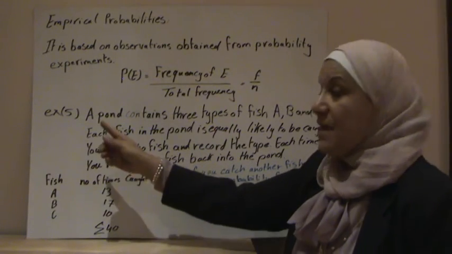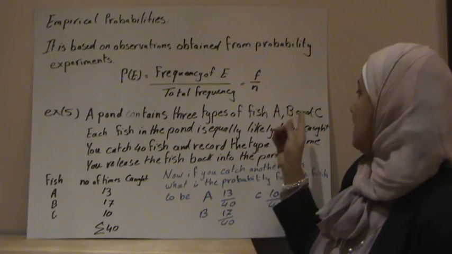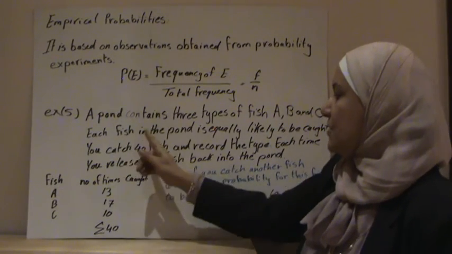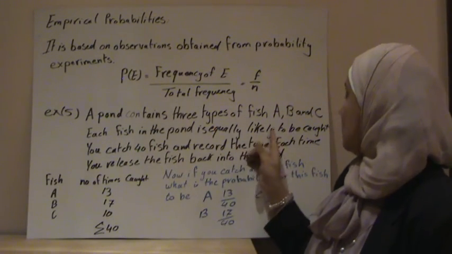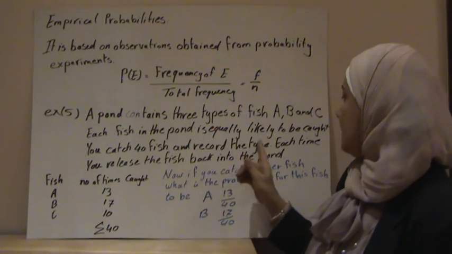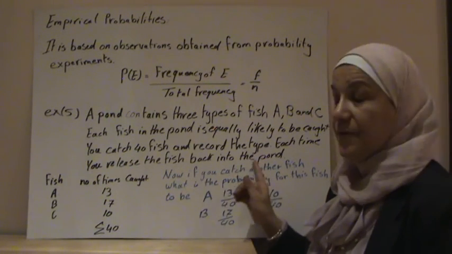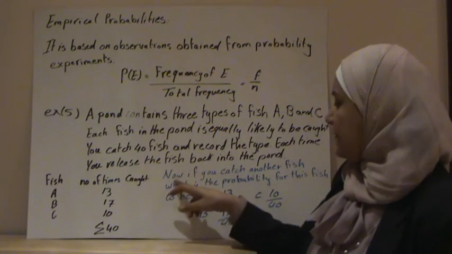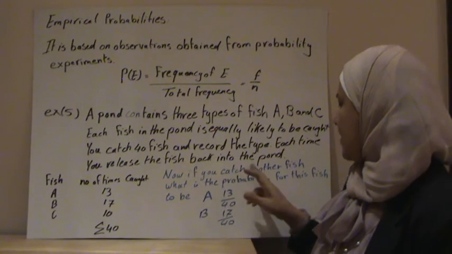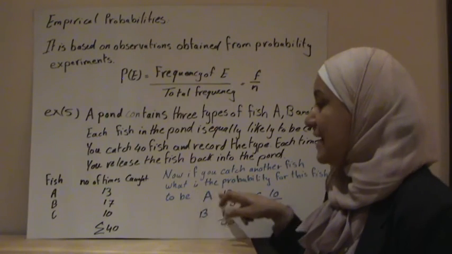For example, if you have a pond that contains 3 types of fish, A, B, and C, each fish in the pond is equally likely to be caught. You caught 40 fish and recorded the type. Each time you release the fish back into the pond. Now, what if you catch another fish? What is the probability for this fish to be an A type?